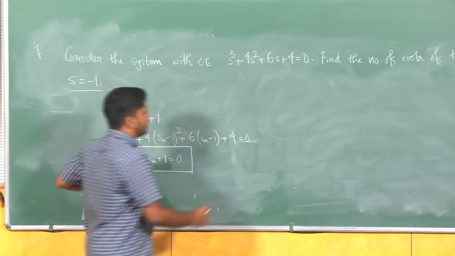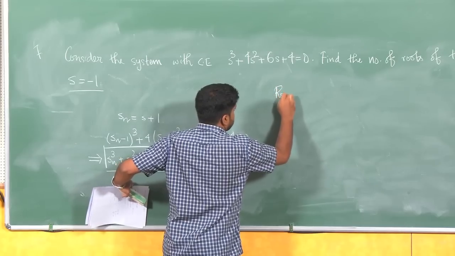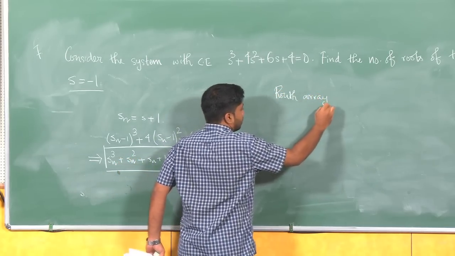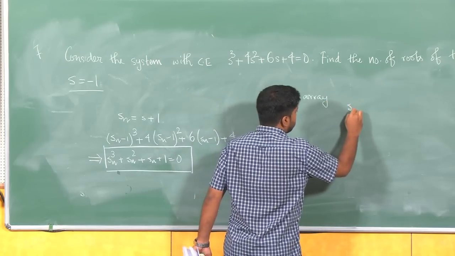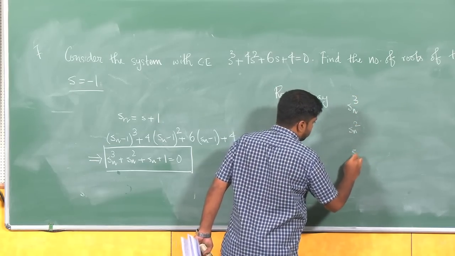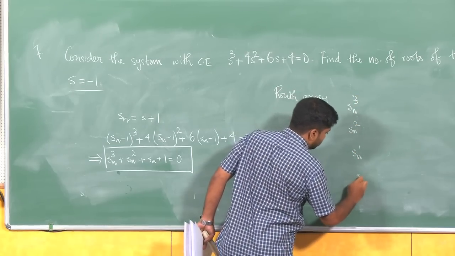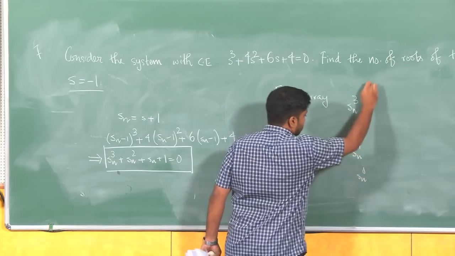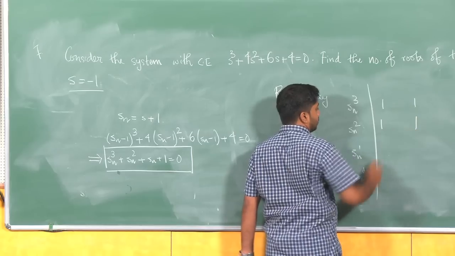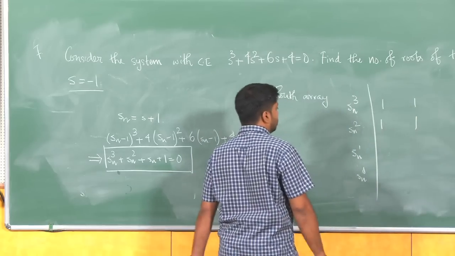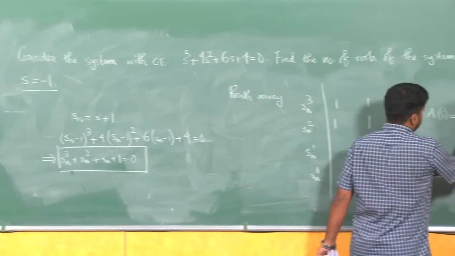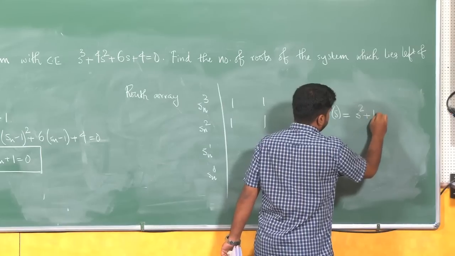Now, the Routh array for the new equation has rows S^3, S^2, S^1, S^0. So, 1 1 1 1. The entire row is going to be 0, so we consider the auxiliary equation S_n^2 + 1 = 0.